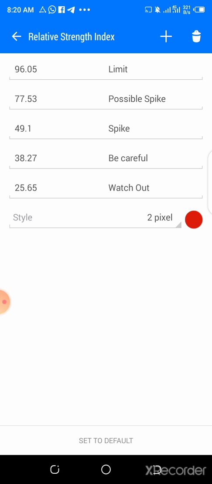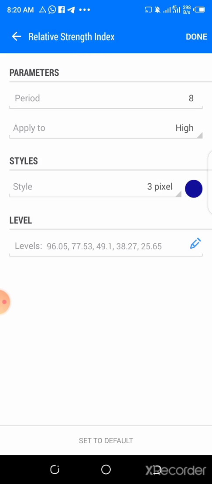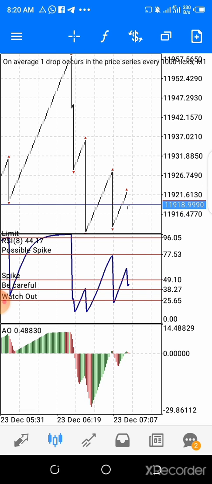The first one is 96.05, that's the limit, then 77.53, that's a possible spike, 49.1, that's a spike, then 38.27, be careful, then 25.65 as a watch out. So all of these have their own use. I will put you through how you can make use of them. After that, you click done, and it will appear like how it appears on my own chart.